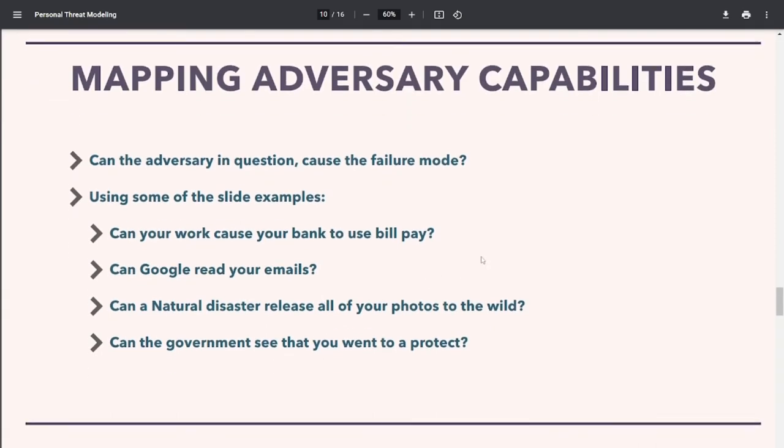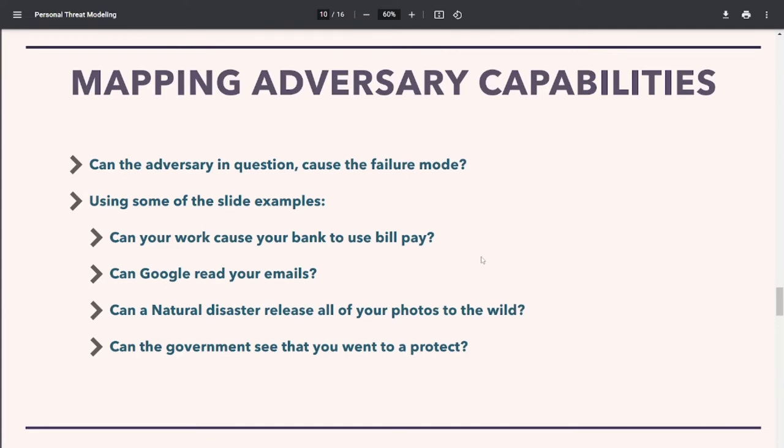And then finally, I think we get to some of what people would consider the fun part. You get to map your adversaries to what kind of failure they can cause. And also you want to look at if they can cause it, would they cause it? And I think a great example is this first one up here. Can your work cause your bank to use bill pay maliciously? Like, can they either turn it off, turn it on? And it's like, maybe they have the technical resources to do that, but they're not going to.